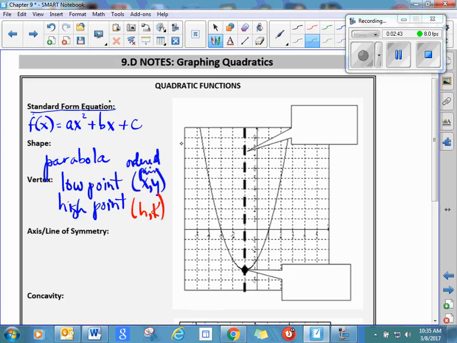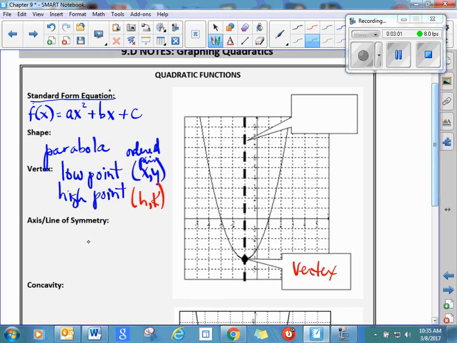So this is called the vertex. It's the low point on this particular graph. It's represented by the ordered pair, let's see, that's -1, -4 on this particular graph. The next thing you'll notice in the vocab is the axis of symmetry. This is a line, and in this case it's a vertical line that crosses through the vertex. So here's the vertex, and here comes the vertical line that crosses through the vertex.